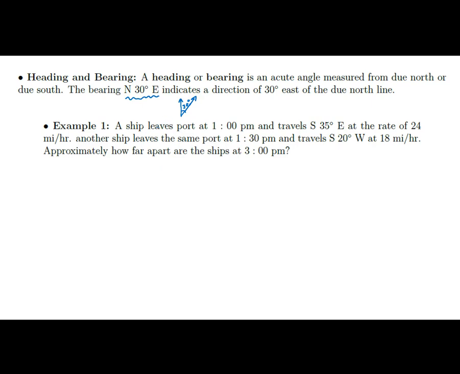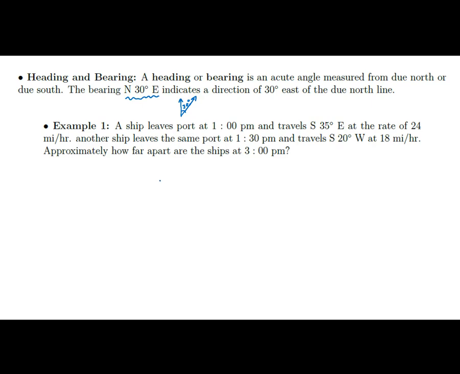So it says a ship leaves port at 1 p.m. and travels 35 degrees east of due south at a rate of 24 miles per hour. Another ship leaves the same port at 1:30 p.m. and travels 20 degrees west of due south at 18 miles per hour. Approximately how far apart are the ships at 3 p.m.?